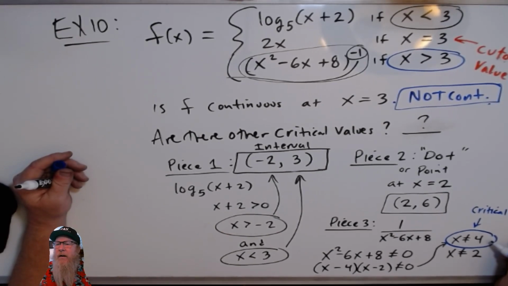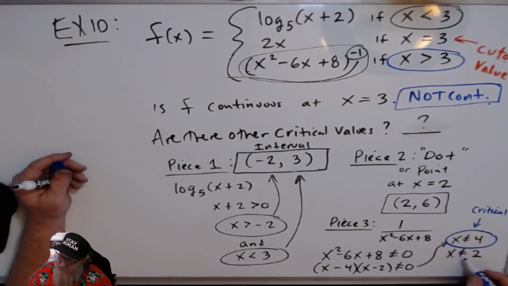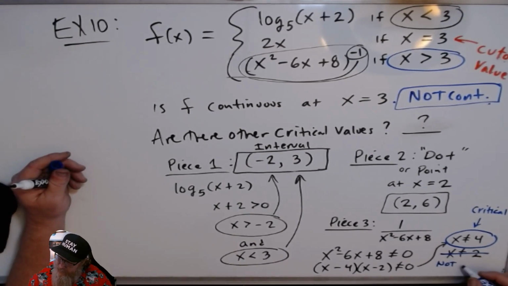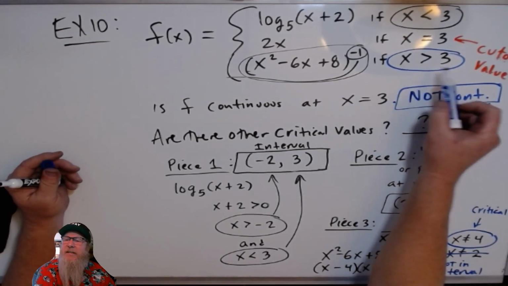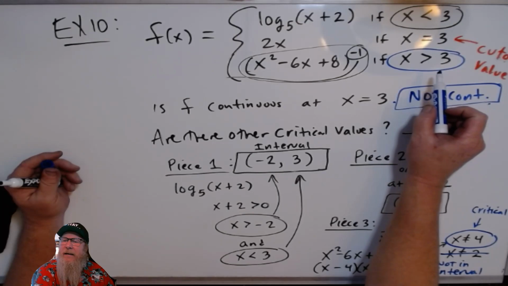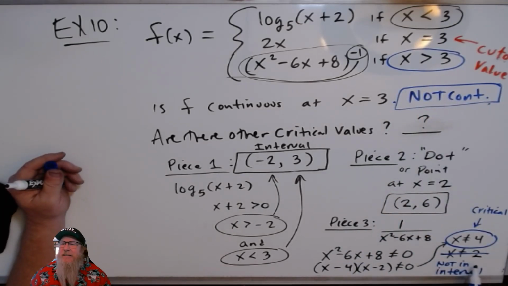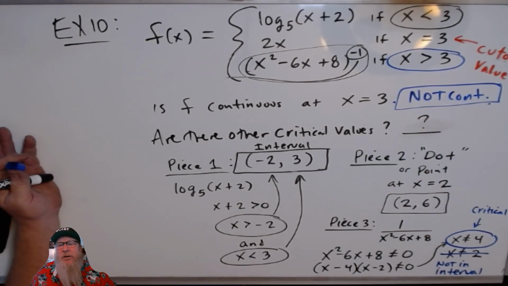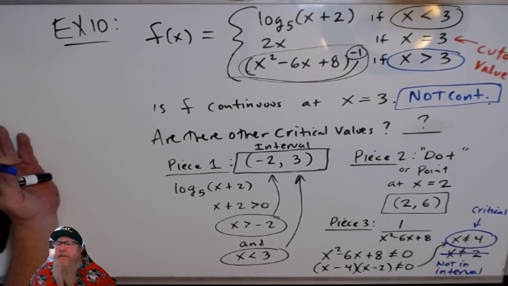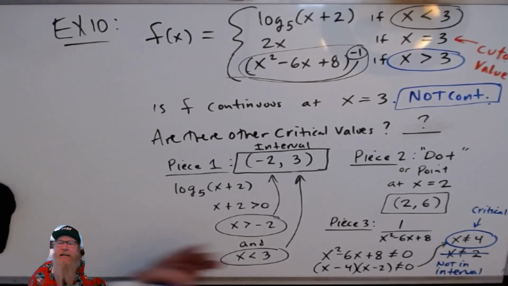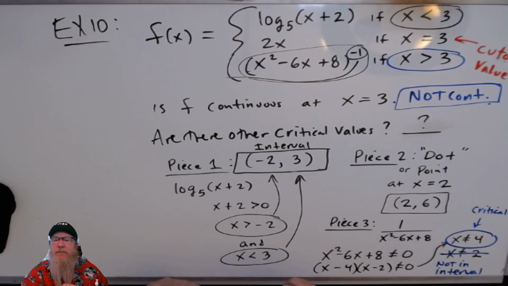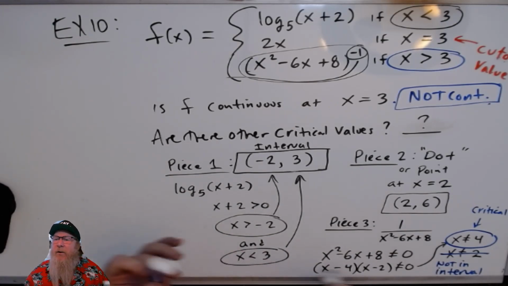4. X cannot be equal to 2 because it's not in the interval. So the interval says x is greater than 3. Well, this says x is equal to 2. Well, 2 is not greater than 3, so it's not critical. It lives in another interval, so it's not critical. We can ignore it.